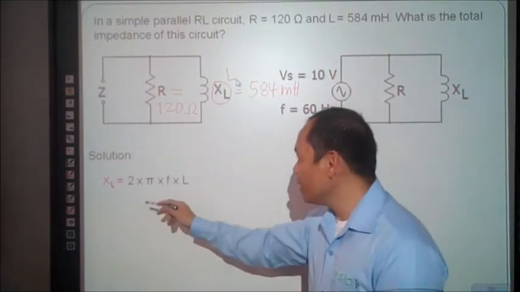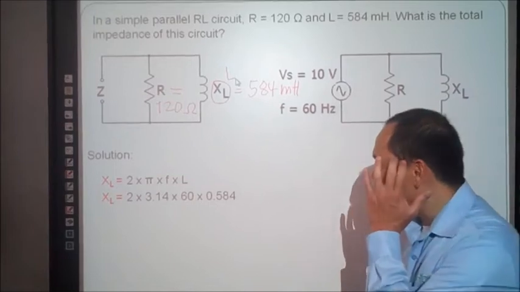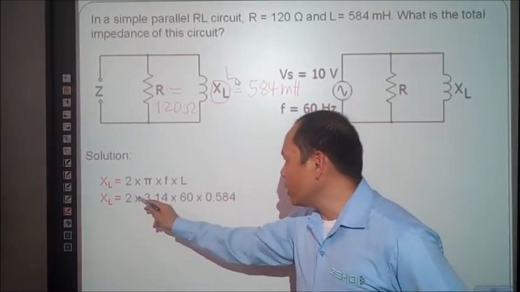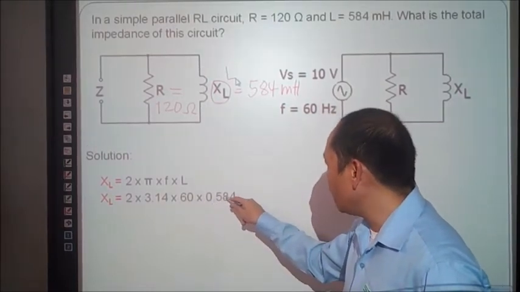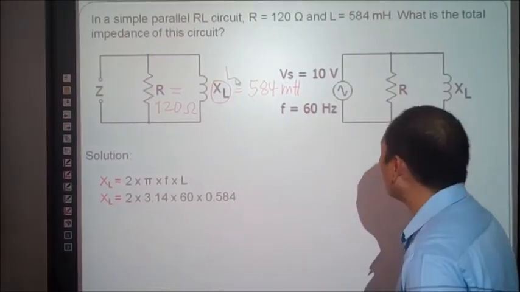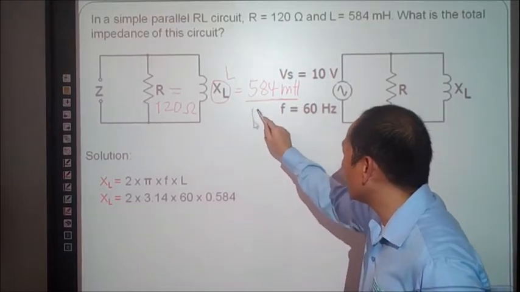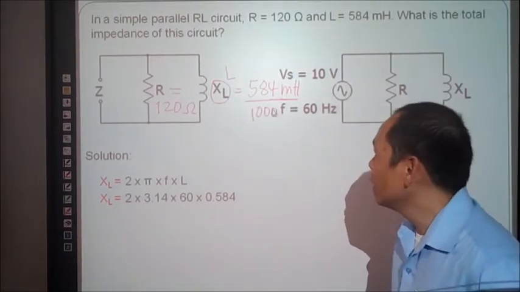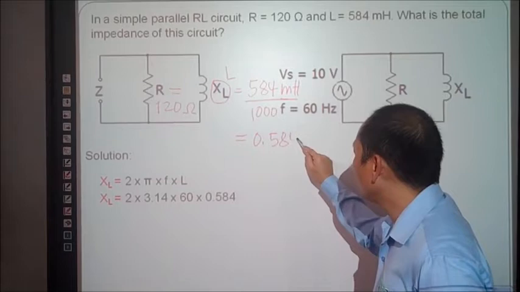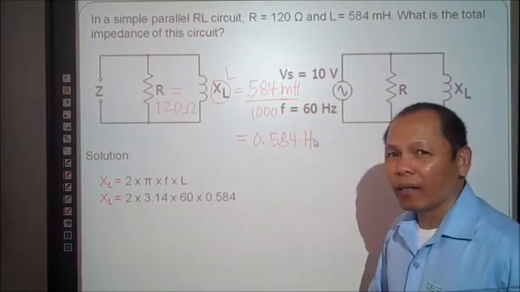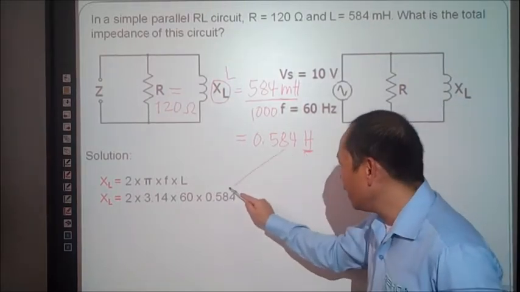So XL now is equal to 2 times pi times F times L. Substitute the value of pi, F, and L: 2 times 3.1415 times 60 times 0.584. Why does it become 0.584? Because here there is milli, so you are going to divide this by 1000, which is equal to 0.584 Henry. Not milli, but Henry.